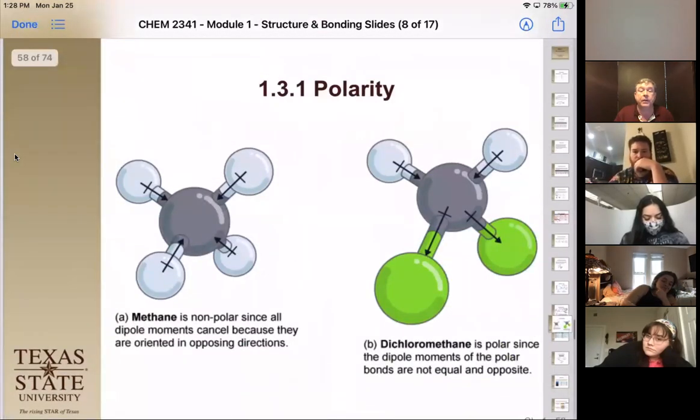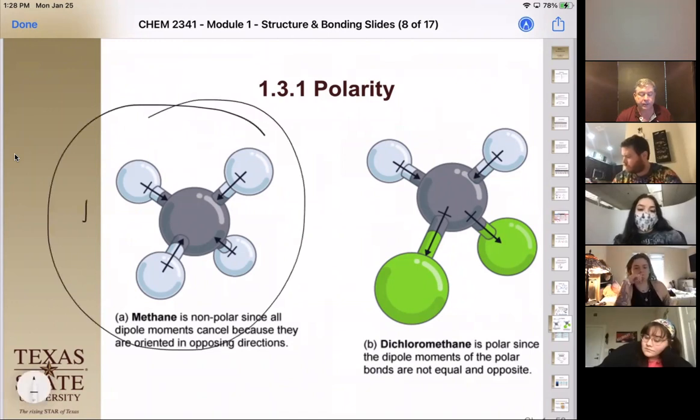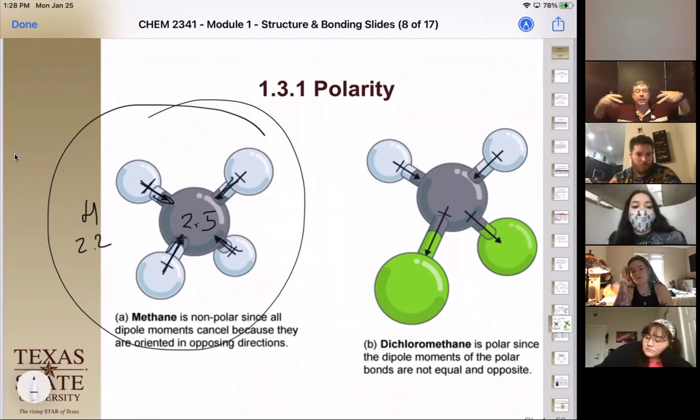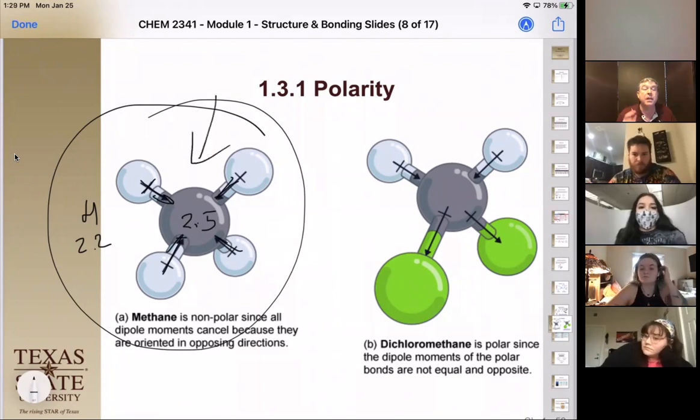Okay, so the first thing I want to talk about is we've talked about bond polarity, but now we're going to talk about molecular polarity. And molecular polarity is basically adding up all of the bonds and seeing in what direction the electrons are being pulled. So in the case of methane right here, we have hydrogen, which is a 2.2, carbon, which is a 2.5. And so we call that a non-polar covalent bond. Now, the carbon is slightly more electronegative, so it's pulling a little bit of electron density here. But if we added all those up, they all cancel each other out because they're all in opposing directions. So we're calling this molecule non-polar because it has non-polar bonds, and all those bonds basically cancel each other out because they're in opposing directions.